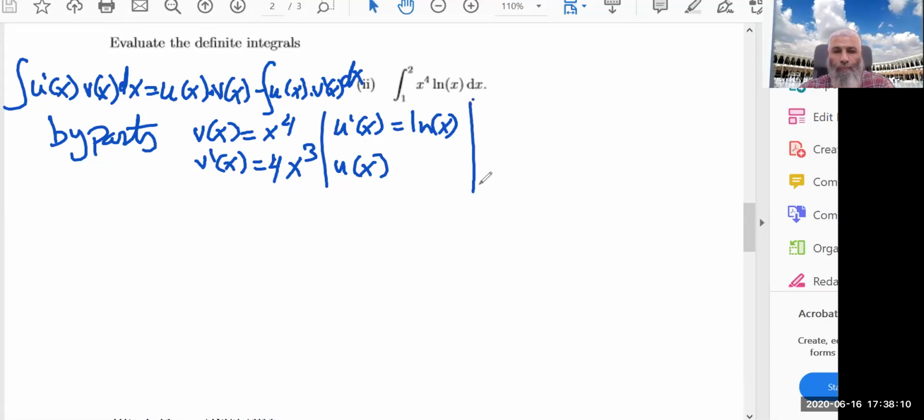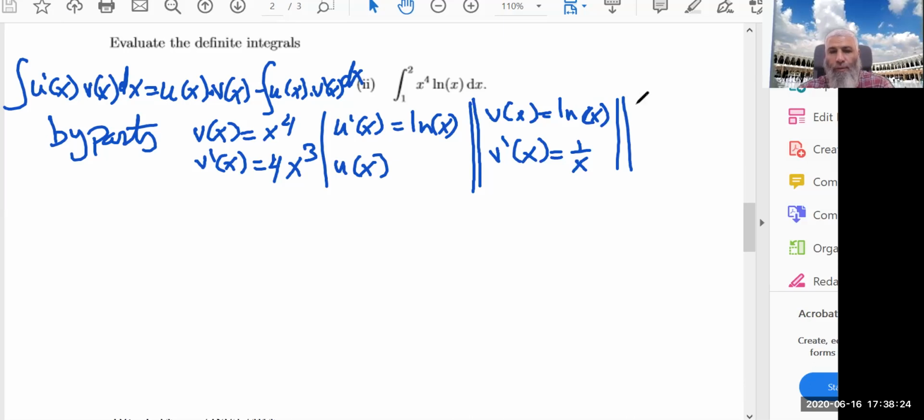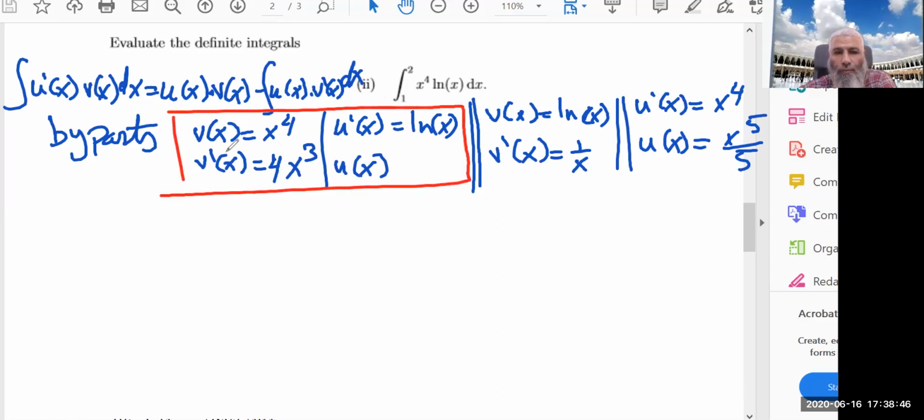So what about if we take v of x equals ln x? V dash is 1 over x, right? And u dash x is x power 4, so u of x is x power 5 over 5. So this is wrong. We did it wrong the other way. This is our mistake, what we did at first.